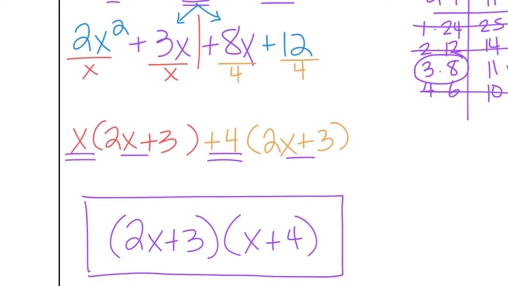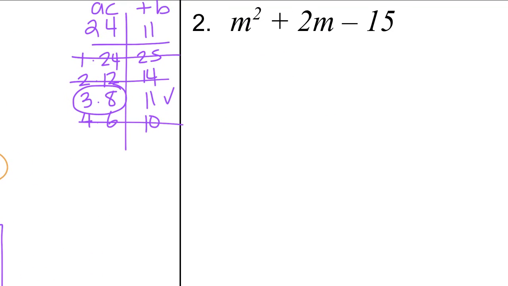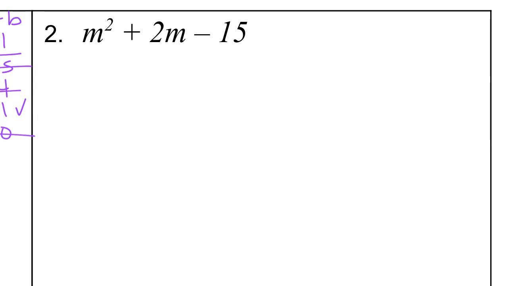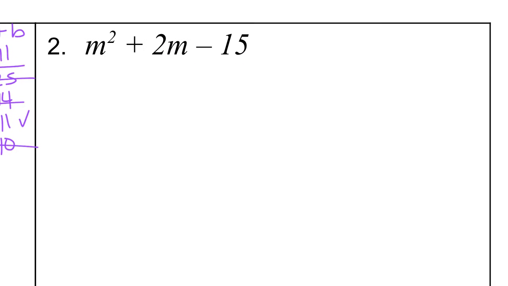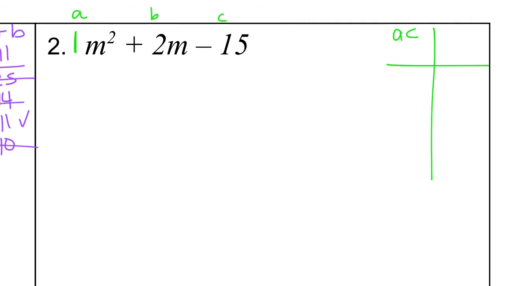Okay, let's look at our next one. We have m to the second power plus 2m minus 15. So I'm going to label, this would be our a, b, and c. So for our a, it's an invisible 1. So multiplying a and c, 1 times negative 15 is negative 15.